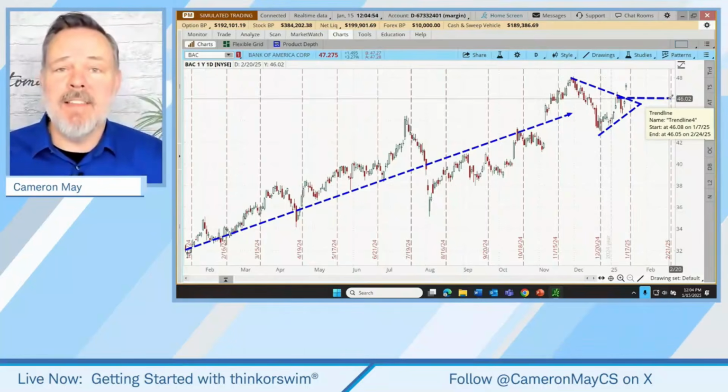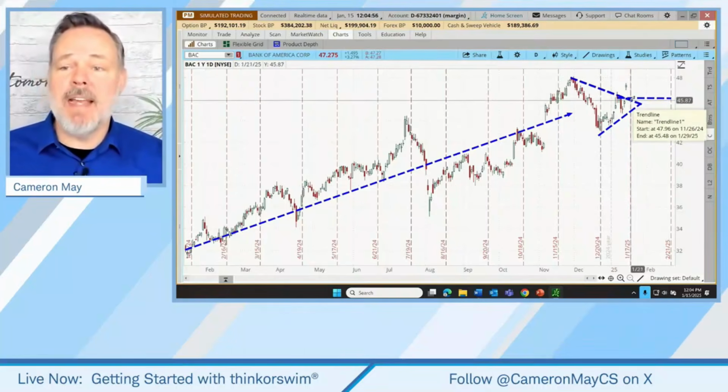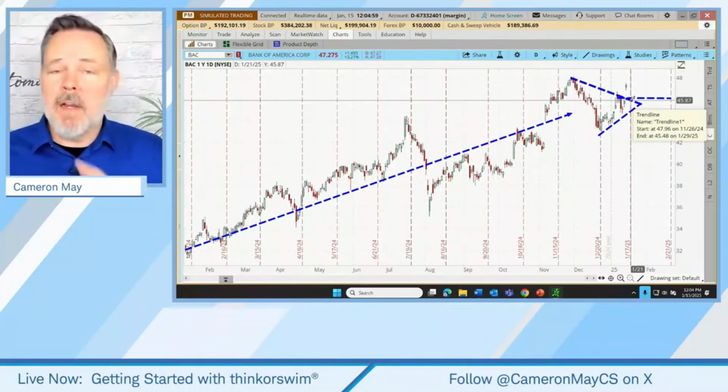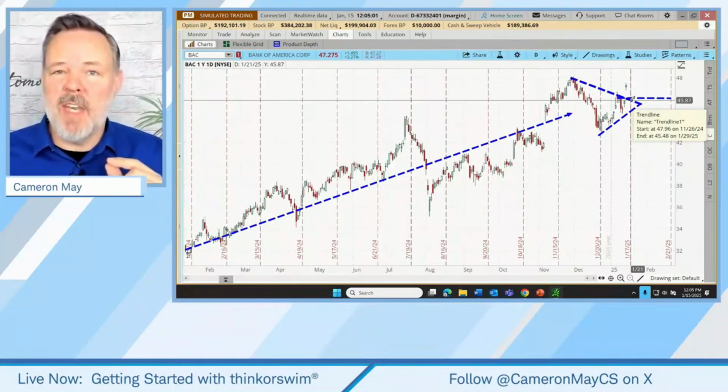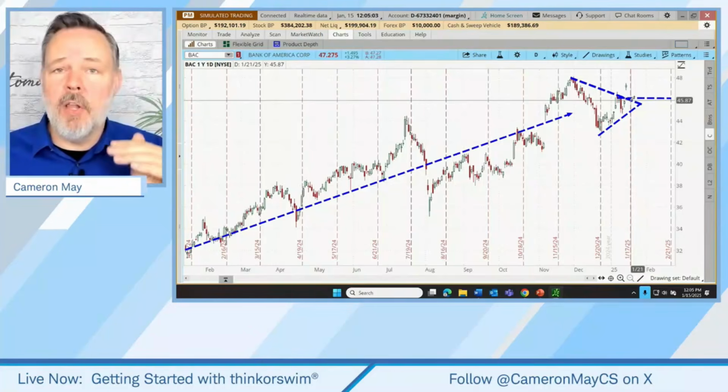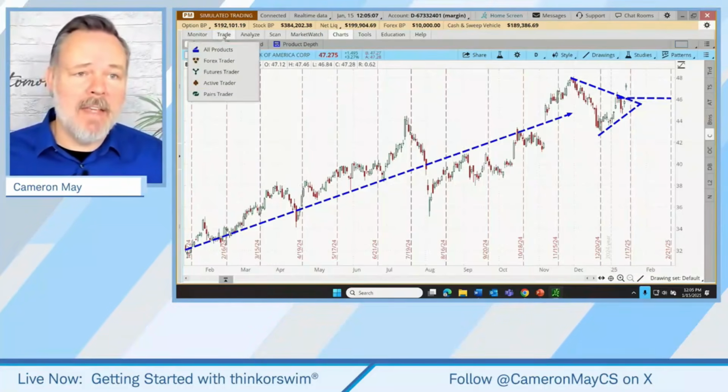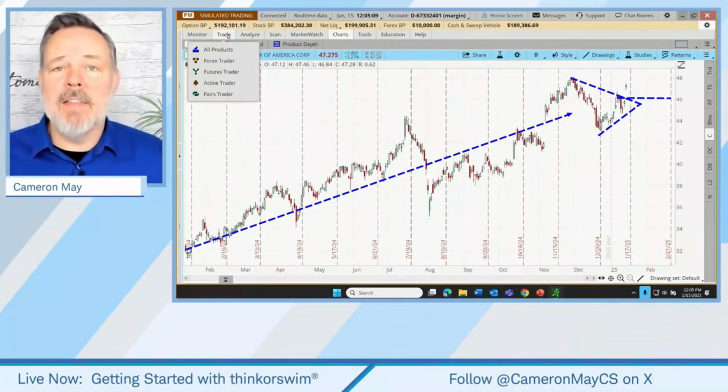And let's say that our trader has decided, as a consequence of their technical assumptions for Bank of America, they're going to go trade some options. And specifically what we'll do today, let's put on a long call vertical spread, also known as a bull call spread. So that consists of buying a call and selling a call.